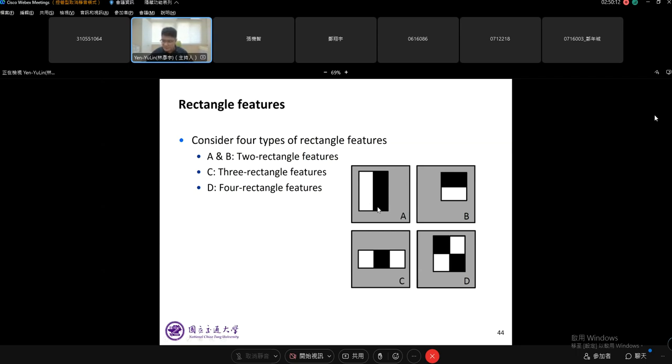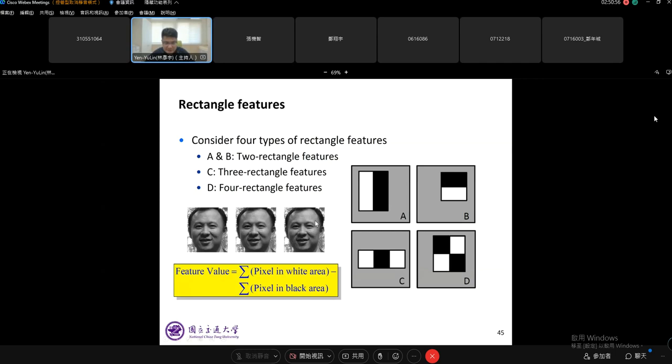A 2 rectangle feature is composed of 2 equal size and horizontally connected windows, a white rectangle and a black rectangle. This is another case of 2 rectangle feature, but the 2 rectangles are vertically connected. Similarly, this is an example of the 3 rectangle feature and an example of the 4 rectangle feature.